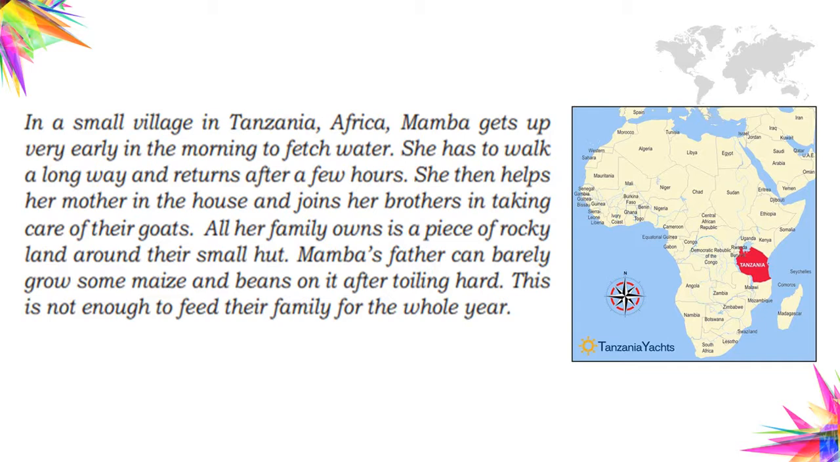Her family owns just a piece of rocky land around a small hut. Mamba's father can grow barley, maize and beans in that small piece of land with great hard work. This is enough to feed their family for the whole year.